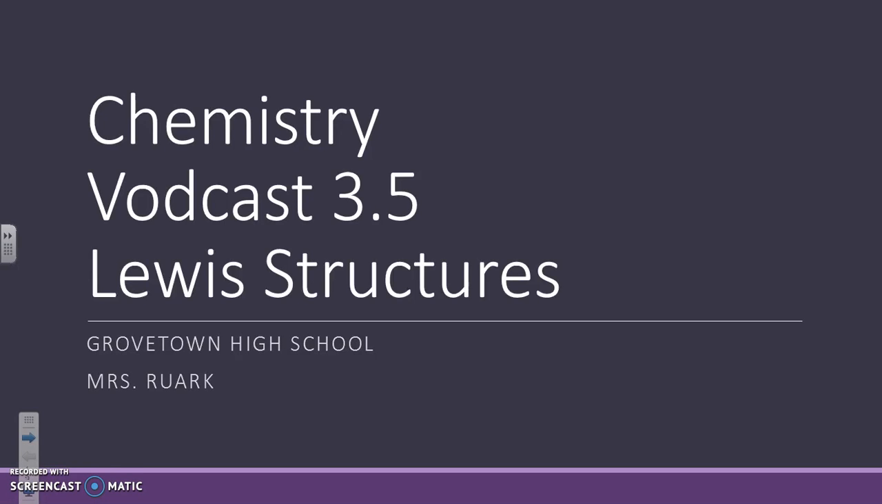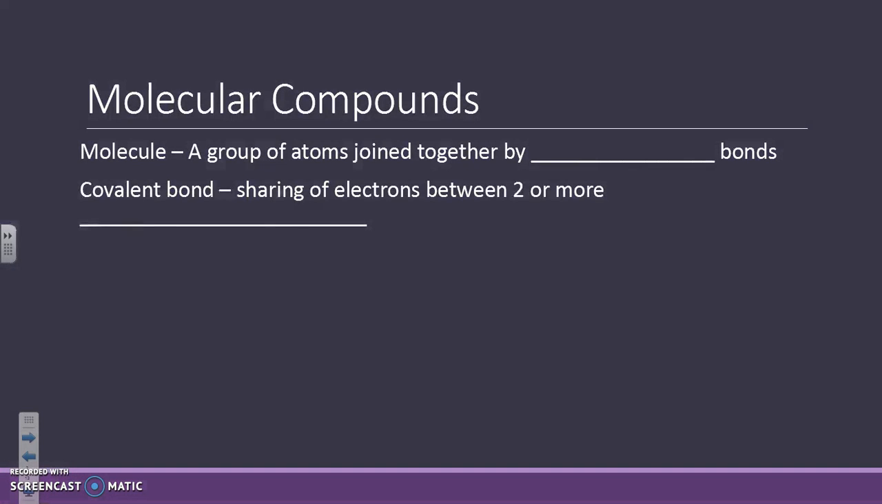We're going to do podcast 3.5, where we're going to talk about the structure of the molecules and the compounds. All right, so molecular compounds. Remember, a molecule is a group of atoms that are joined together by sharing electrons, by covalent bonds. A covalent bond is where you share the electrons between two or more nonmetals. Okay, just a quick review.